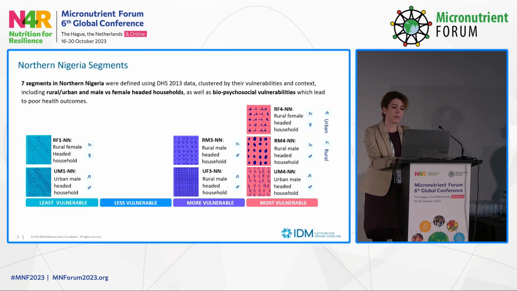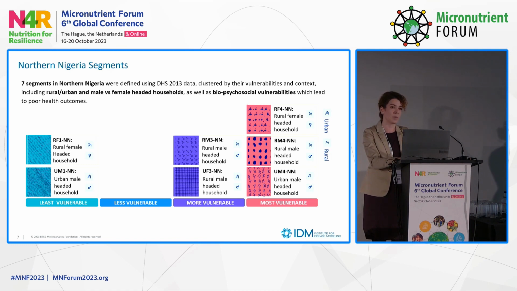For this study, to be able to identify the vulnerable population and targeted interventions, we used this pathway framework as a segmentation methodology and applied it to the DHS data in northern Nigeria. We went through the analysis process that I showed you in the previous slide, and we defined 7 different segments. They are clustered by their vulnerabilities as well as the context.